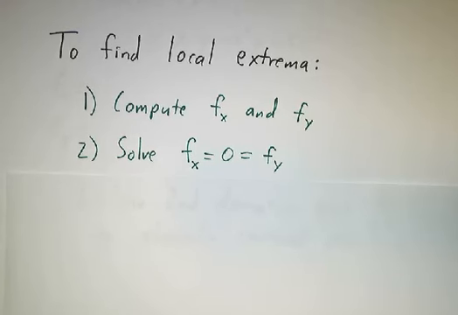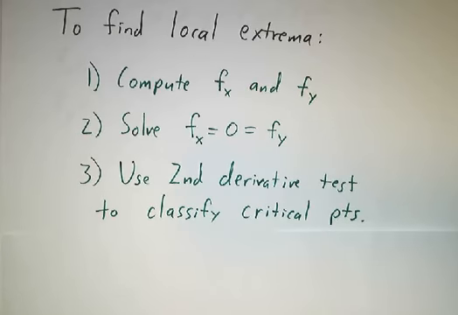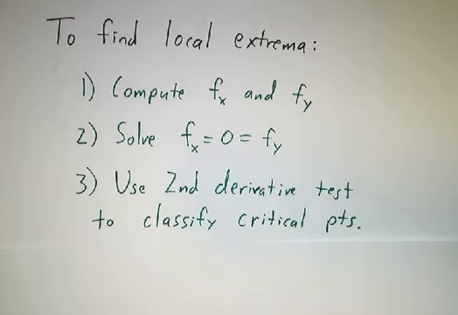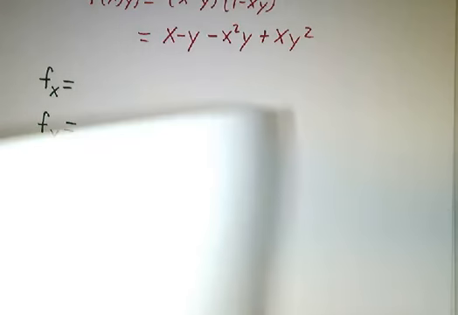Sometimes the algebra is easy, sometimes it's hard. It's algebra. And then, that'll tell us what the critical points are, and then we use the second derivative test to say which ones are maxima, which ones are local minima, which ones are saddle points. Okay, so let's look at our first problem.